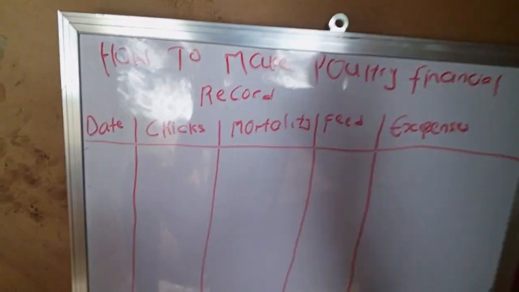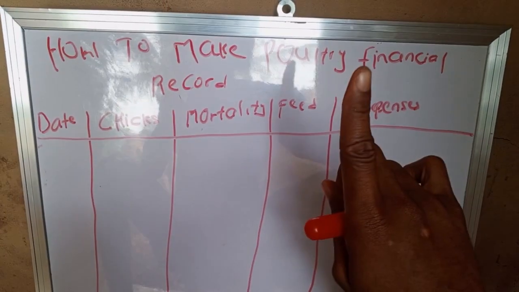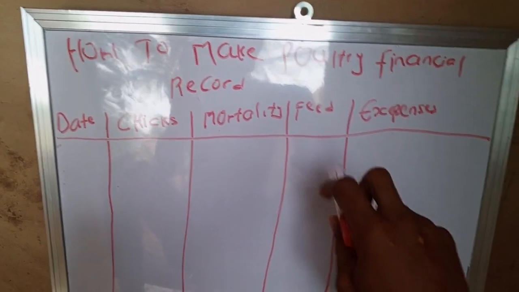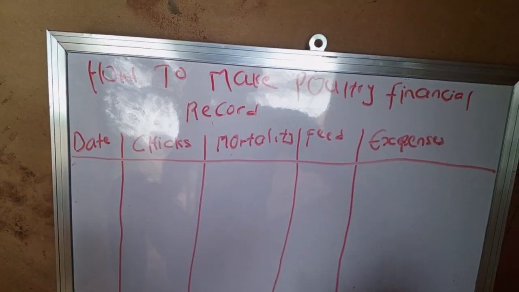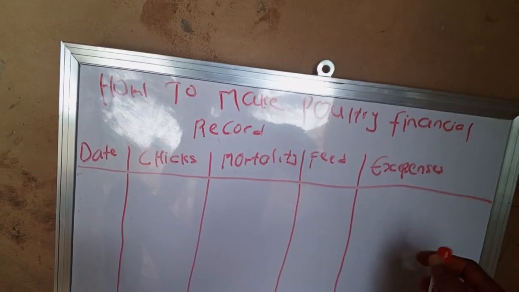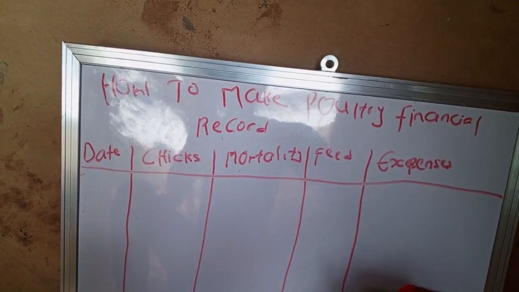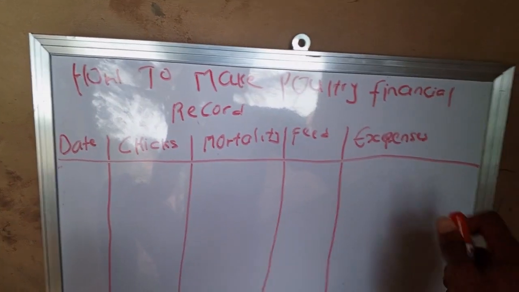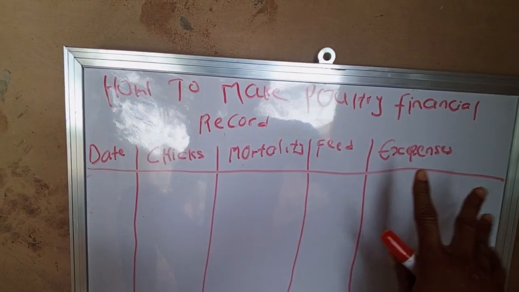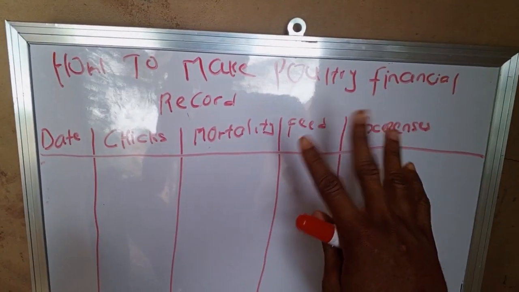But I want you to promise me just one thing. You have to promise me that after you finish watching this video, you will have your own financial record. Because I know most of you don't have a financial record. If I ask you now to bring your financial statements and your financial record, you will say you don't have. But please, after watching this video, try as much as possible to have your own financial record.